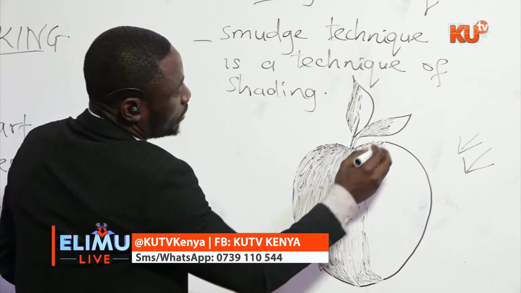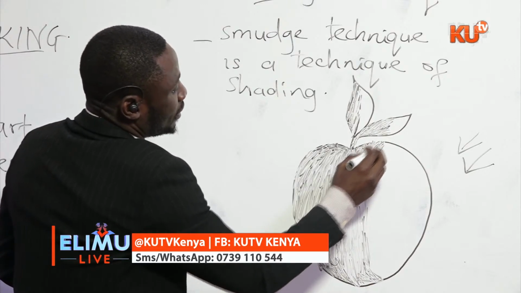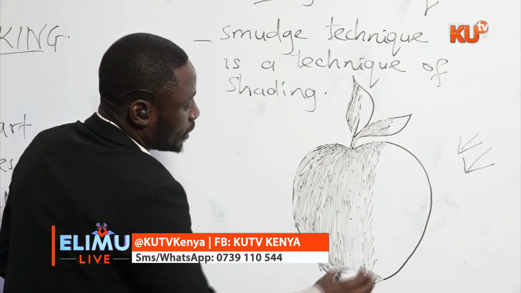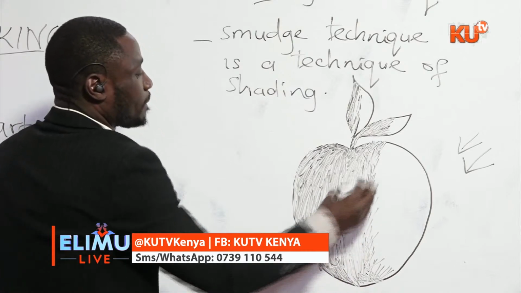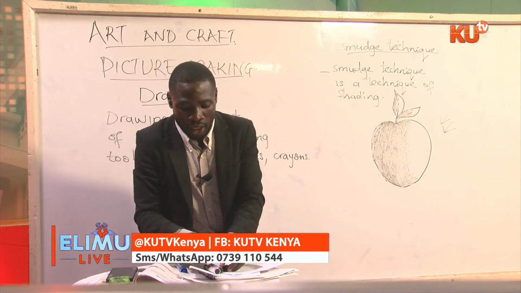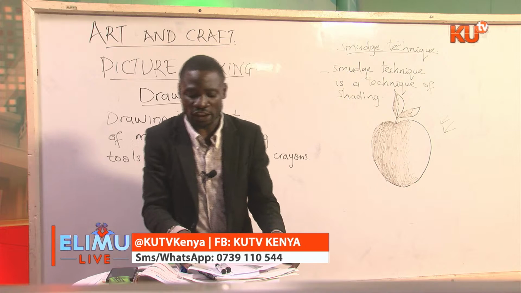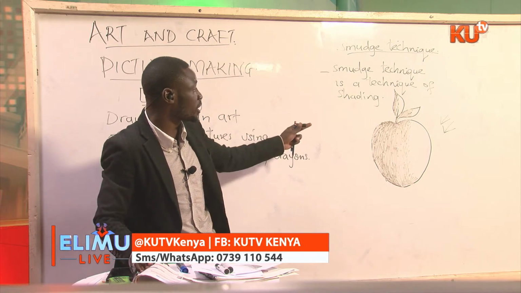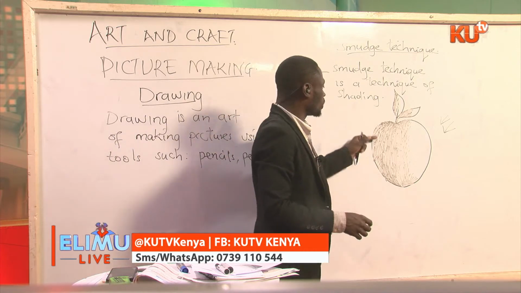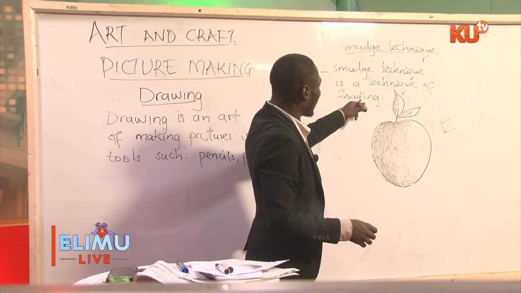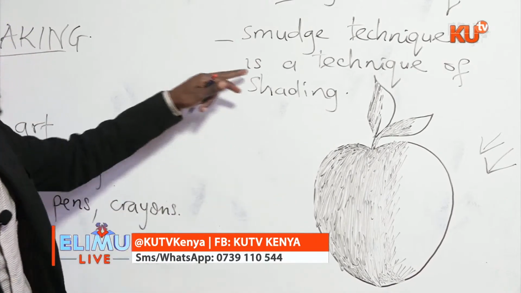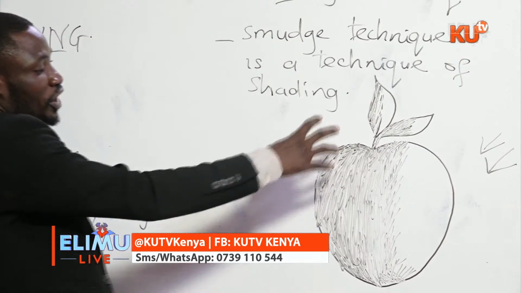And this is my apple. Okay. That's how we do shading. That's how we use the smudge technique to create a picture. And I've made a picture of an apple. Sorry, it is an apple. And I have used the smudge technique. That is the technique of shading to create my picture.